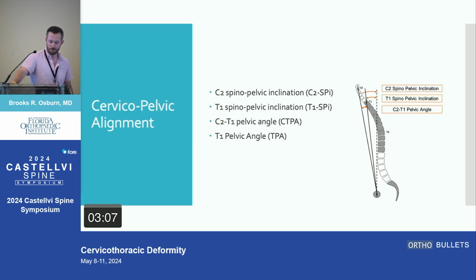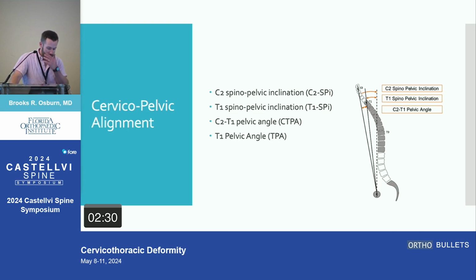All right. So the general big alignments here, your C2 spinal pelvic inclination and your T1 spinal pelvic inclination, are what are really going to drive determining where your deformity is located. This is a line that goes from the middle of C2 or middle of T1 down to your femoral heads in a vertical line. If you have a very high C2 spinal pelvic inclination but a normal T1, that tells you that you have a cervical deformity. The opposite is true if you have a T1 that's high and a C2 that's low. You have a thoracic deformity, and if both are high, you have a cervicothoracic deformity.